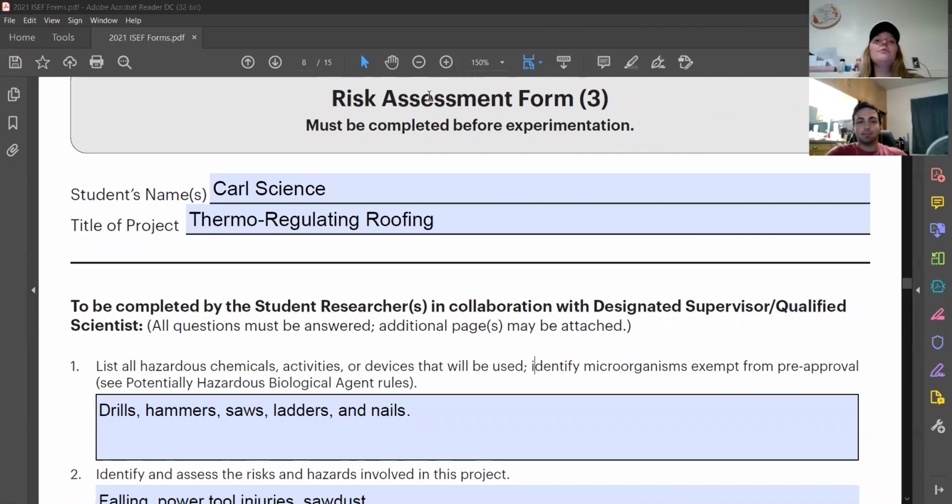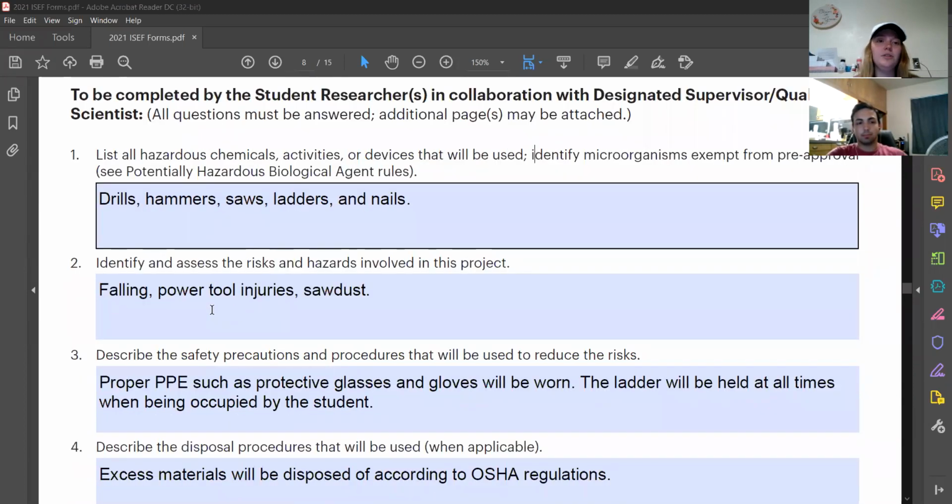and today we'll be walking you through Form 3, the Risk Assessment Form. This form will be completed by the student researchers in collaboration with the designated supervisor and/or qualified scientist. The student will start by putting in their name and the title of their project. Here we have Carl Science working on thermoregulating roofing. Next, we'll move on to the questions.